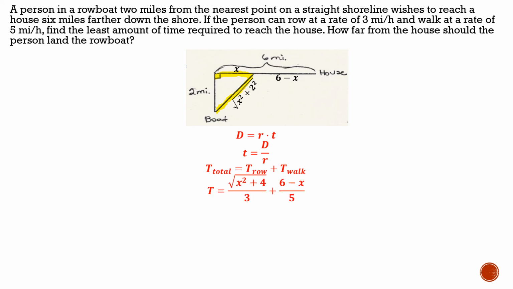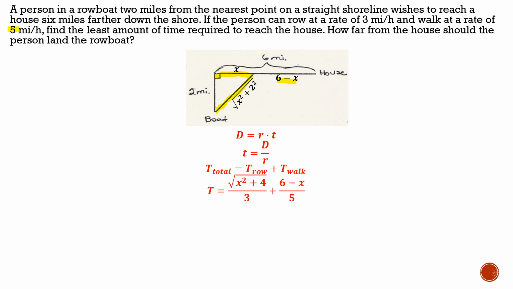Alright, so my total time for rowing is the square root of x squared plus 4 over 3. That's this piece right here, the square root of x squared plus 4 over the rate, which was 3 miles per hour. And then my total time for walking is (6 minus x) over 5, which again was this piece right here over the 5 miles per hour. And so next I'm going to take my derivative and set it equal to 0.